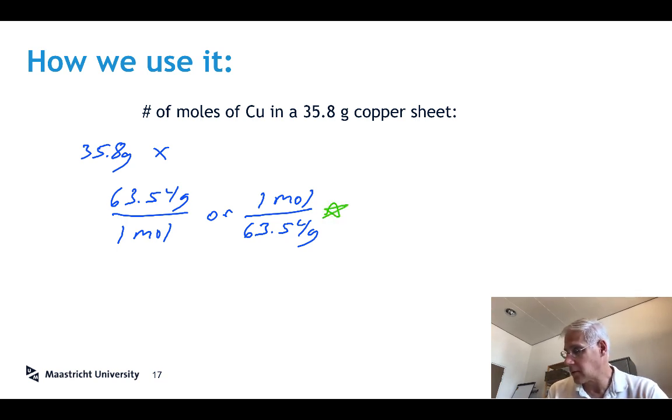So when we write 1 mole per 63.54 grams, you can see our grams cancel out. Grams cancel and just leaves us with moles. Okay, and I'll leave the math to you so you can see how that comes out.